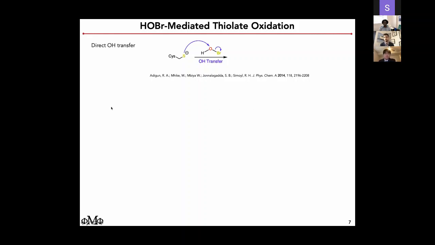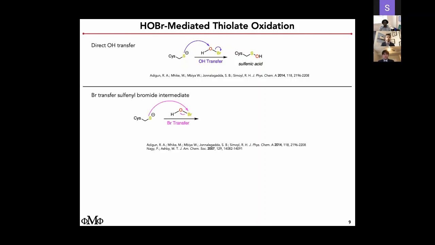So a direct OH transfer proceeds through a nucleophilic attack of the deprotonated sulfur on our hydroxide, cleaving off our bromide in a concerted mechanism. This SN2 process produces our sulfinic acid and leaves our bromide ion as a product as well.